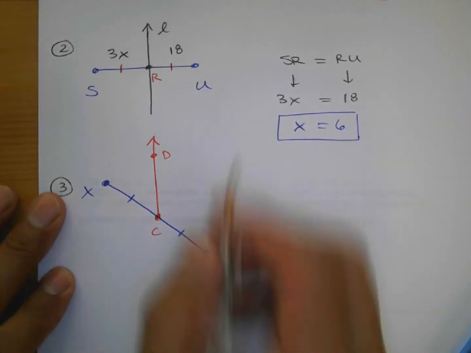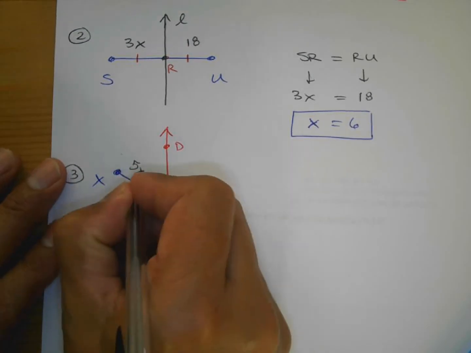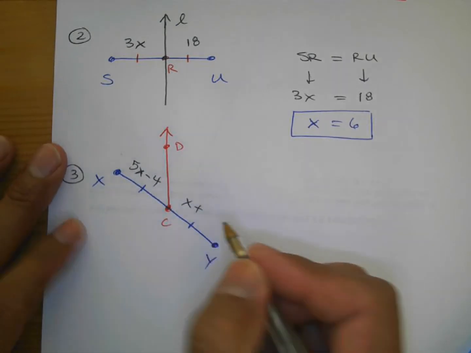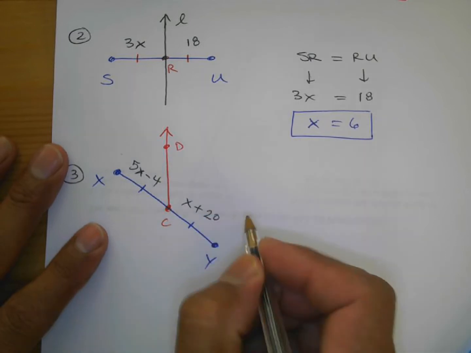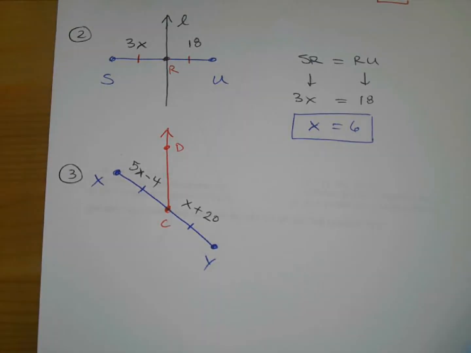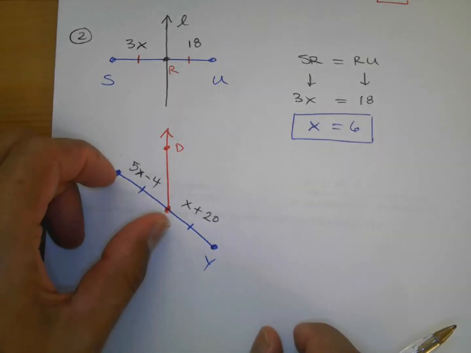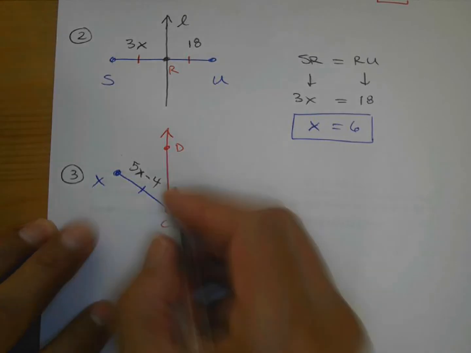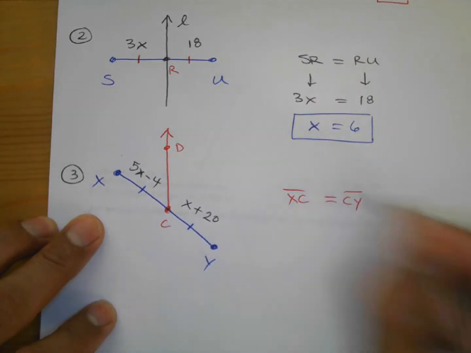And they might put expressions here. Instead of just one number or something simple like this, they might put something like, this is 5x minus 4, and this is x plus, I don't know. Let's see, what should I put here? 20? Let's put 20. So again, as far as the math is concerned, you just put this part equal to this part because they're congruent. They're equal because this is the bisector. That means that these are equal. So XC, segment XC, is congruent or equal to what? This one over here, CY.